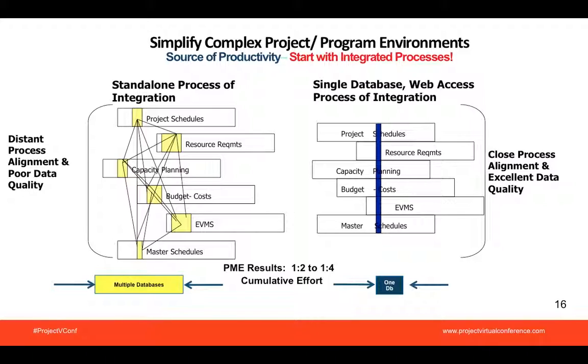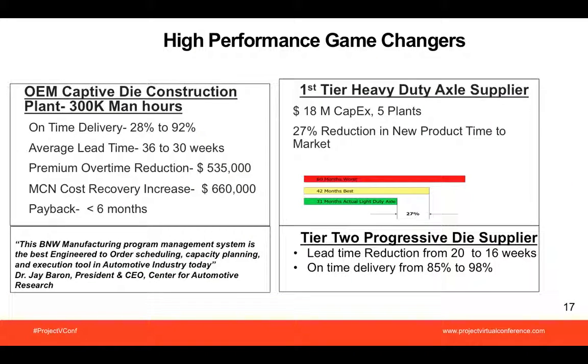So now what evidence is there that project management technology methods and applications can actually produce meaningful results? If you look at this slide, it summarizes 3 different companies that have gained high performance game-changing results. We see an OEM captive die construction plant on the left-hand side. On the right-hand side, we see a first-tier heavy-duty axle supplier that had to spend $18 million of capital expenditures from product design initiation all the way to launch to the customer. And then a third one in the lower right.